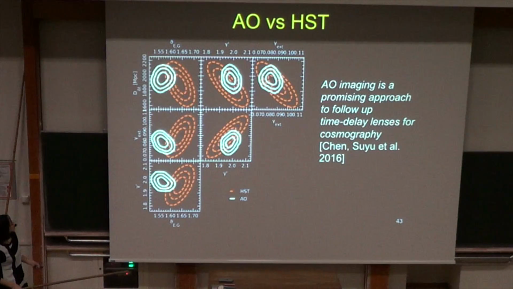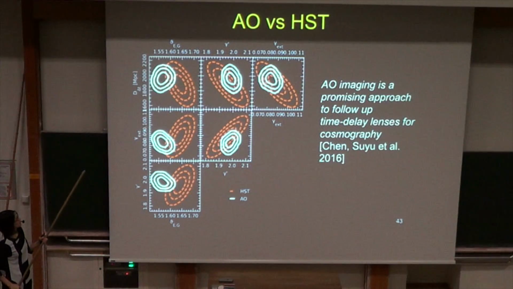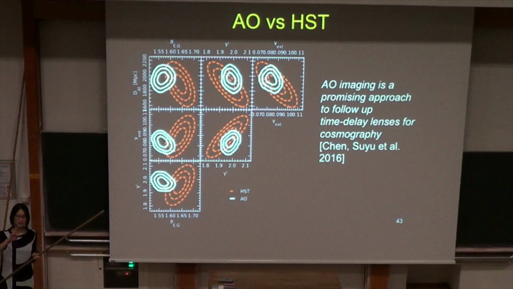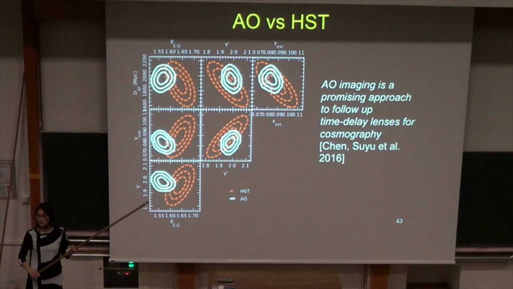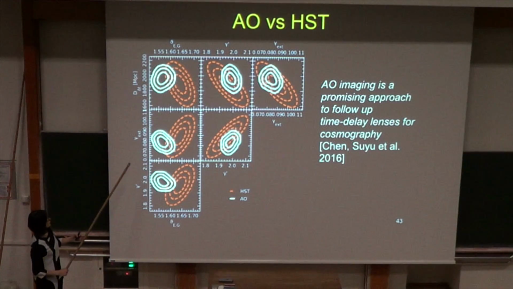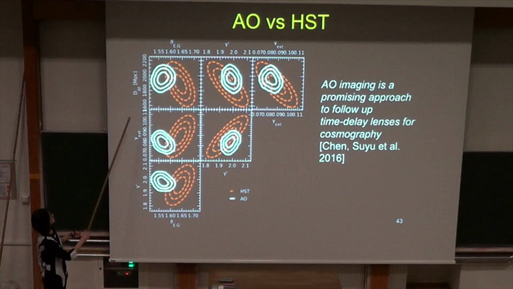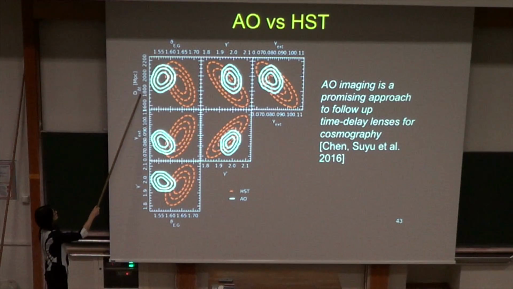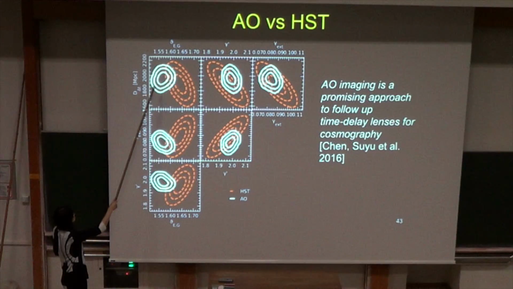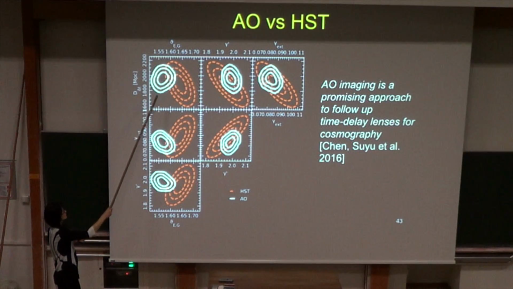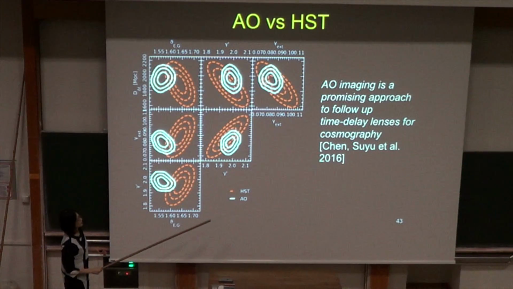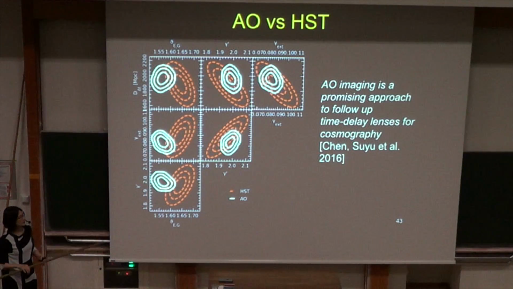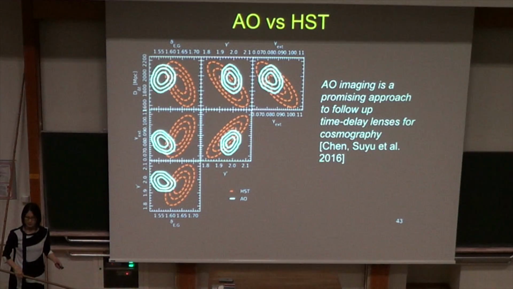And if we look at the parameters, if we compare the AO constraints to the HST constraints of the one system that we have both AO and HST, most of the parameters are recovered, for the key lens parameters, in particular the time delay distance. The white solid contours are the constraints from AO, and the dashed red are from HST. So AO imaging is a promising approach to follow up time delay lenses for cosmography.